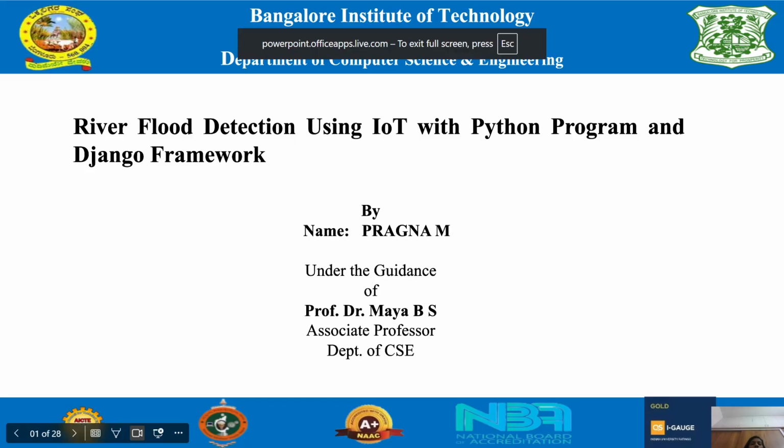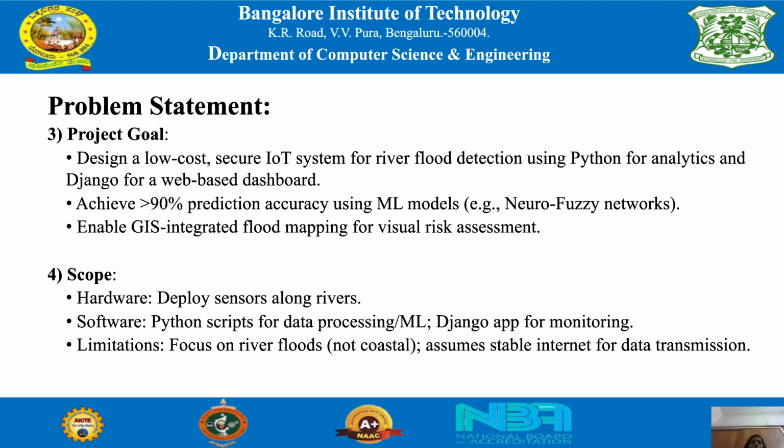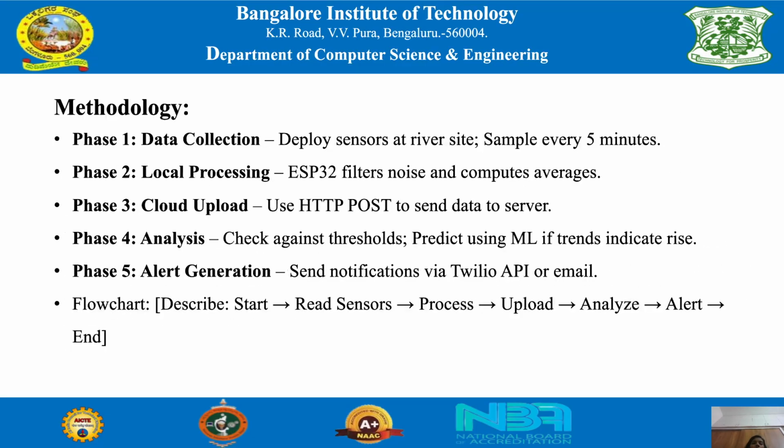Methodology. Methodology comes in 5 phases. Phase 1 is data collection. Deploy sensors at the riverside, sample every 5 minutes. Phase 2, local processing. ESP32 filters noise and computes averages.